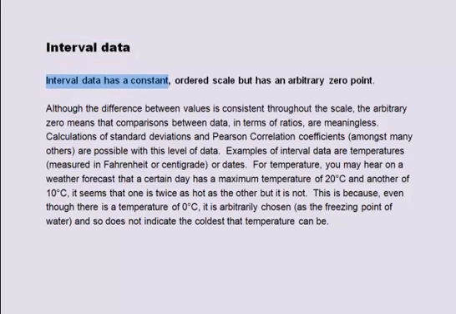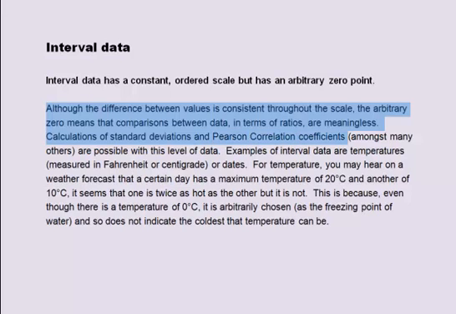Interval data has a constant ordered scale but has an arbitrary 0 point. Although the difference between values is consistent throughout the scale, the arbitrary 0 means that comparisons between data in terms of ratios are meaningless. Calculations of standard deviations and Pearson correlation coefficients, amongst many others, are possible with this level of data. Examples of interval data are temperatures, measured in Fahrenheit or centigrade, or dates.